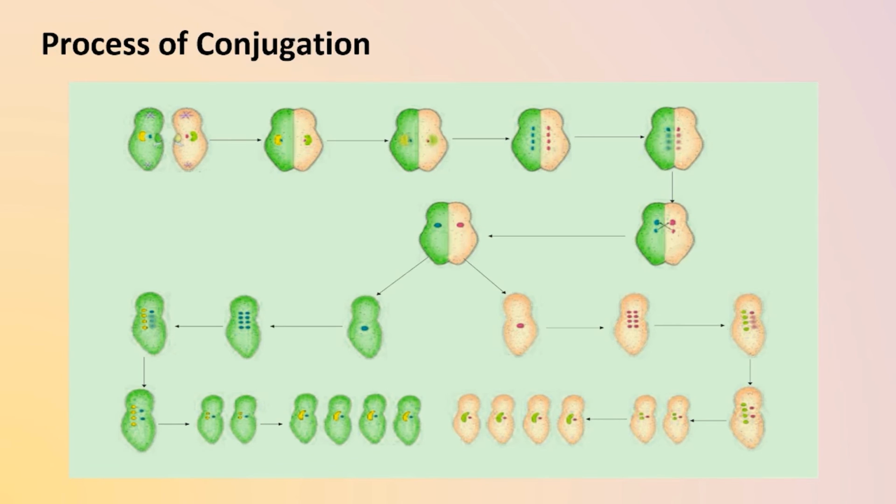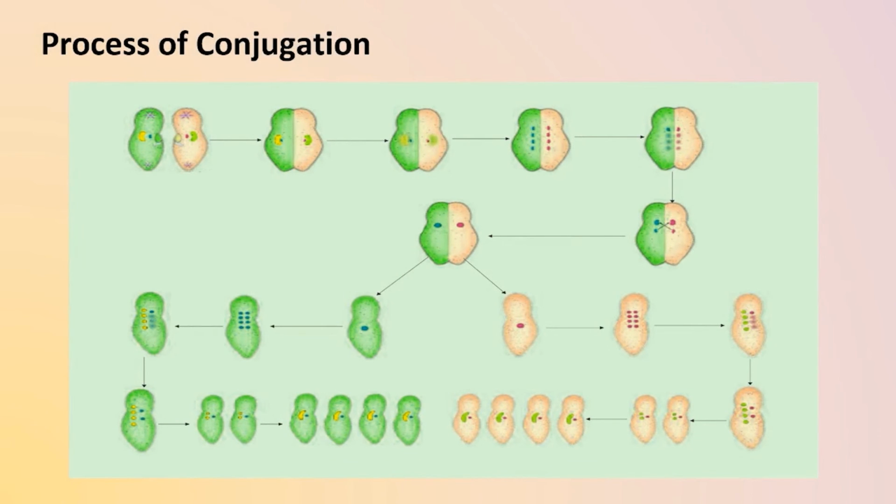The migratory male pronucleus of one conjugant crosses over the protoplasmic bridge and fuses with the stationary pronucleus of the other conjugant to form a synkaryon or conjugation nucleus, in which the diploid number of chromosomes is restored and there has been an exchange of hereditary material. The process has been compared with fertilization in higher animals, but this is not fertilization because no gametes are involved.